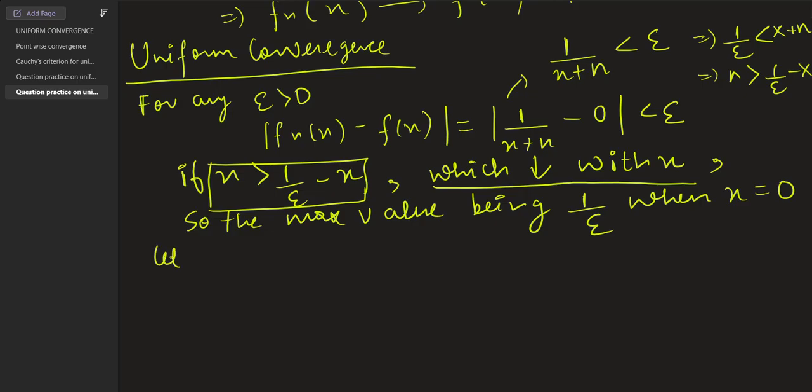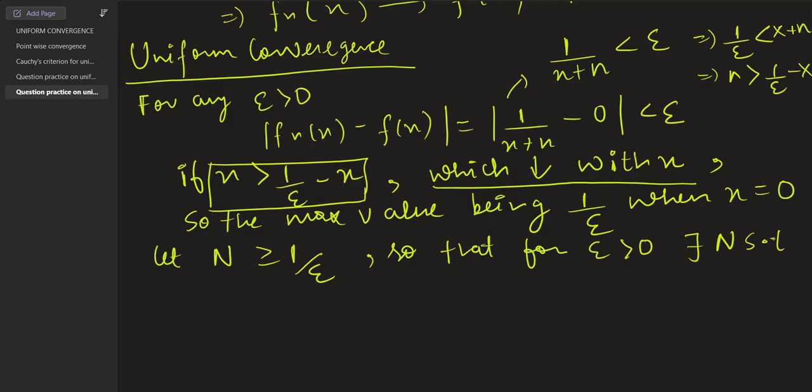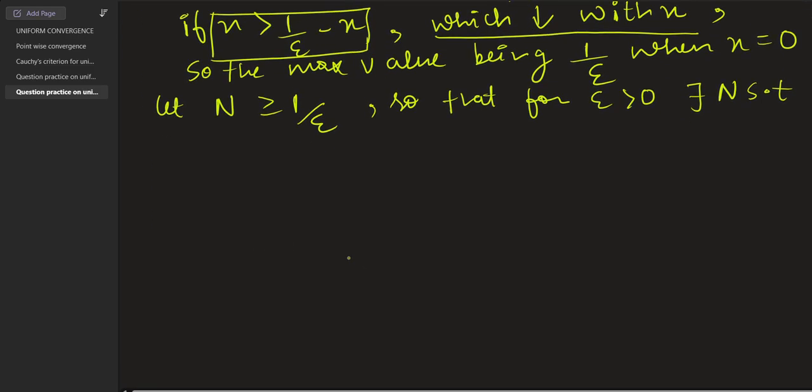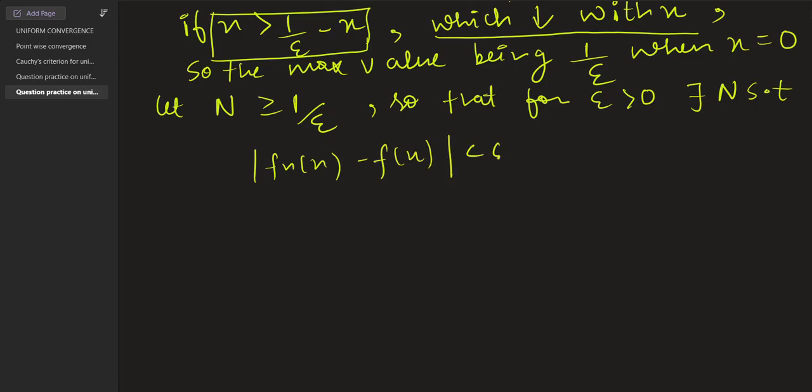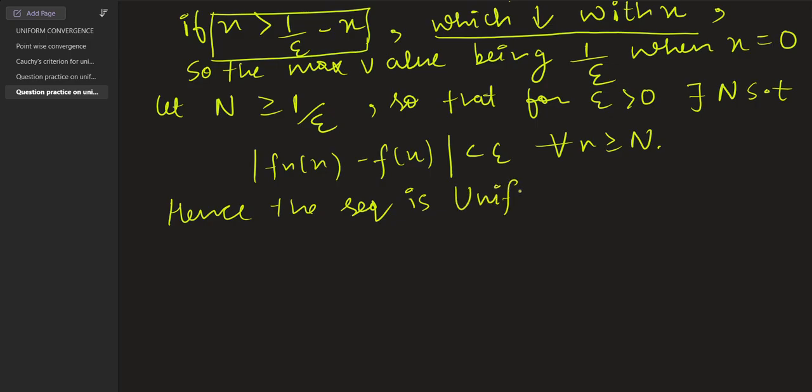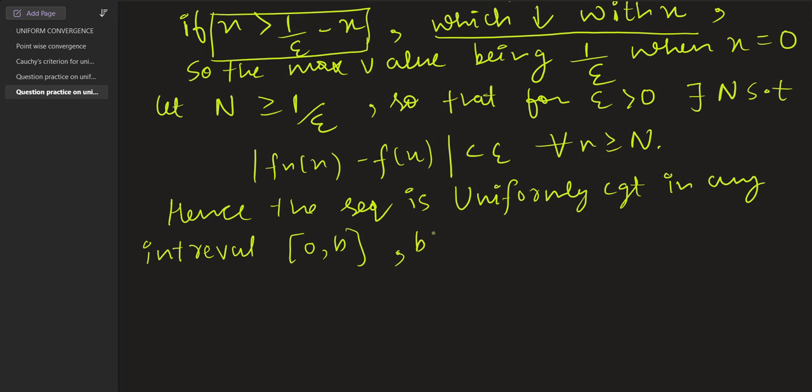Hence, let n be greater than your maximum value, so that for every epsilon greater than 0 there exists n such that |fn(x) - f(x)| is less than epsilon for all n greater than or equal to N. Hence the sequence is uniformly convergent in any interval (0, b), where b is greater than 0.